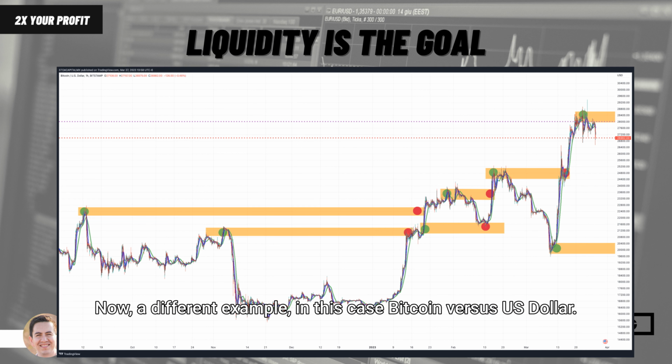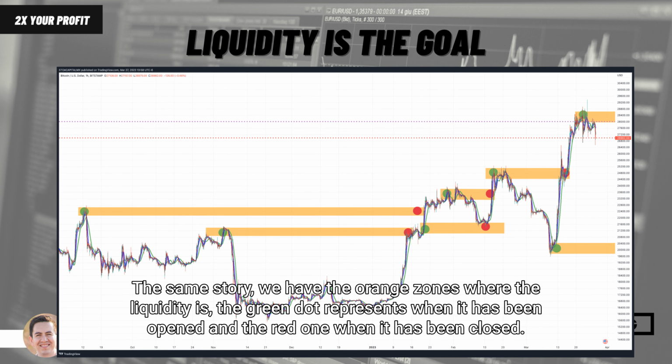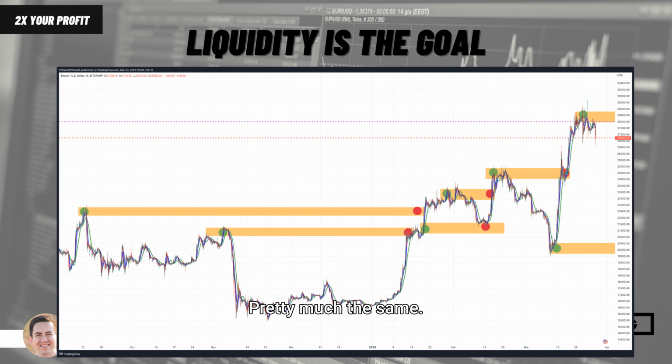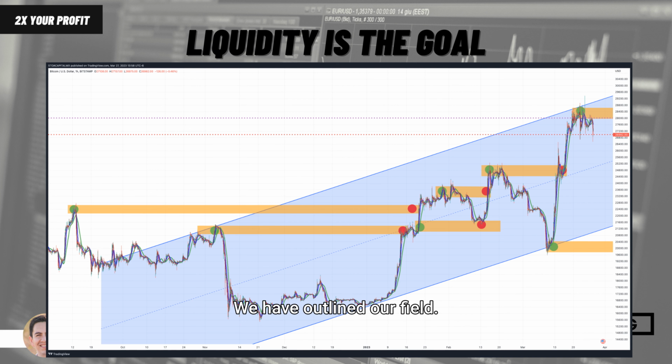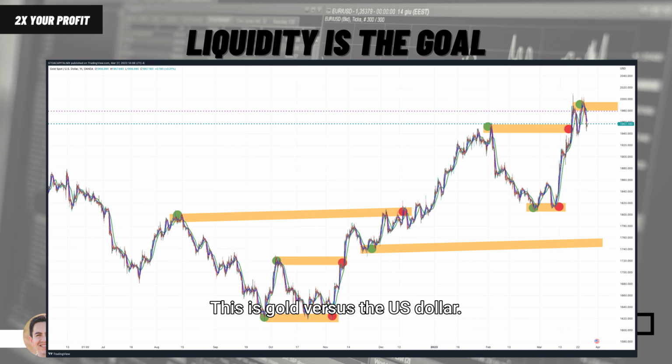Now, a different example, in this case Bitcoin versus US dollar. The same story, we have the orange zones where the liquidity is. The green dot represents where it has been opened and the red one where it has been closed. Pretty much the same. Now, with channeling techniques, we can see where the price has been and where it will be. We have outlined our field. Nothing shining, just facts.